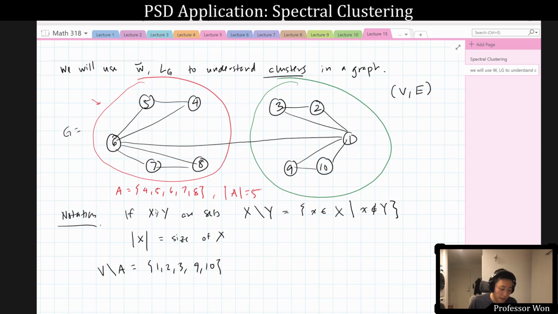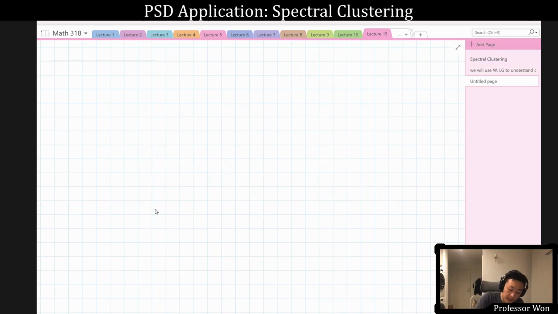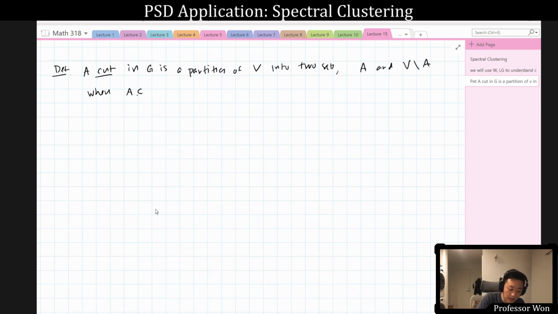Okay. So that's just some standard terminology. Let me now define what a cut is. A cut in a graph G is a partition of V into two sets, A and V minus A, where A is a subset of V. And this is sometimes called the cut induced by A.